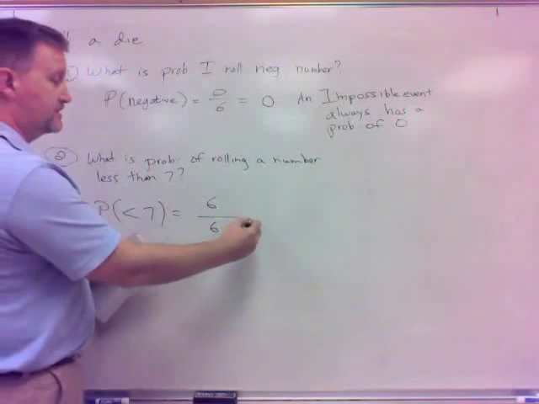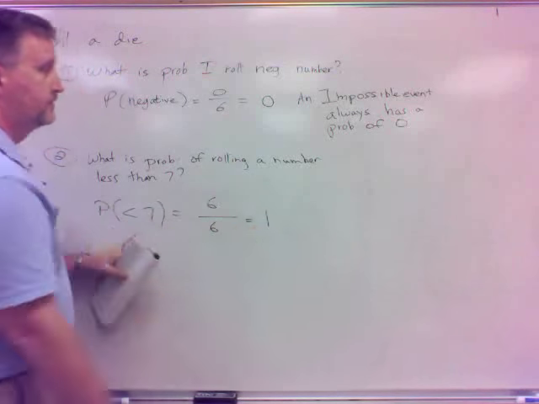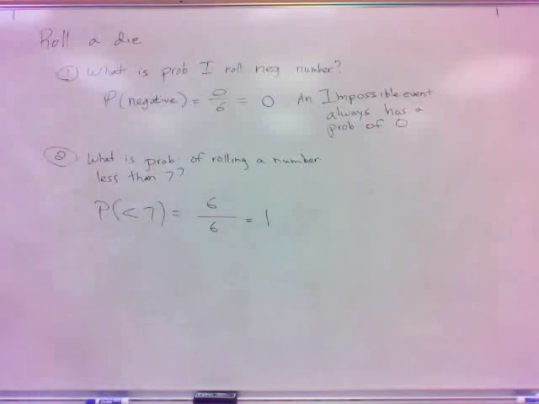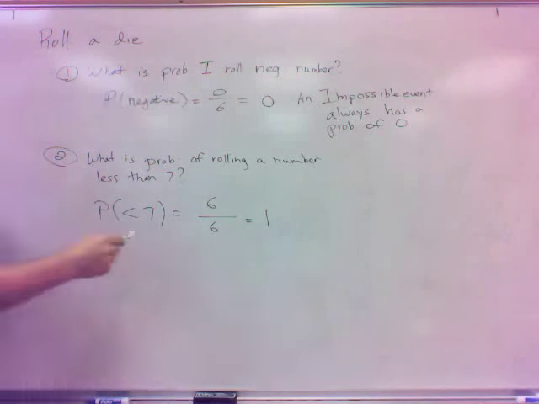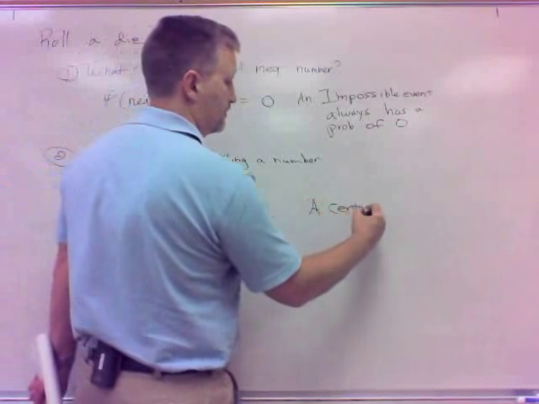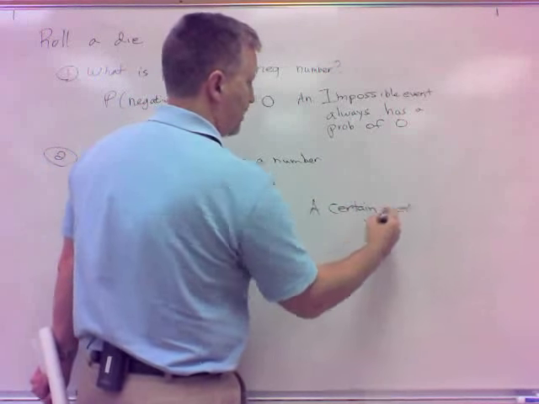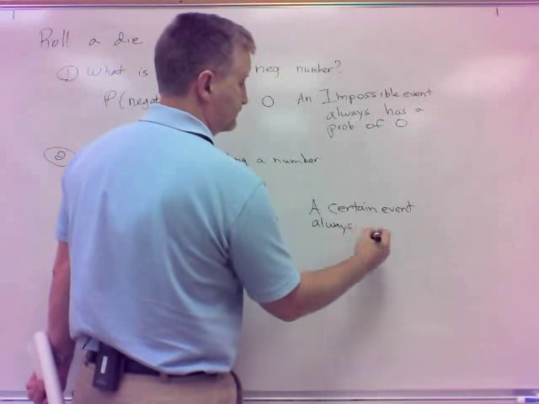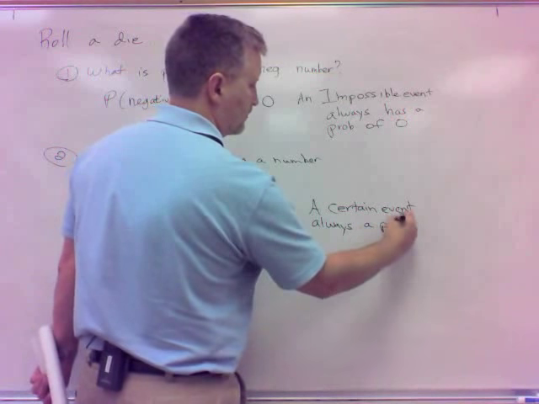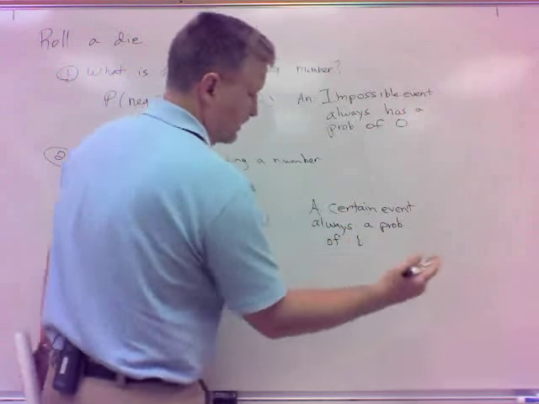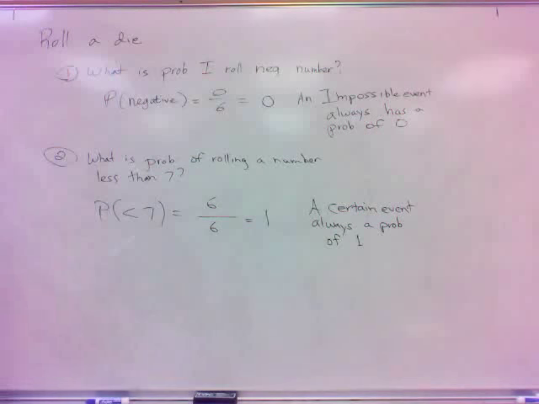6 out of 6, 6 divided by 6 is reduced to 1. In this case, this event is certain to occur, rolling something less than 7. That's certain to occur, right? And so a certain event has a probability of 1. A certain event always has a probability of 1. Which is 100%, if you think about it. Okay? All right. Well, let's think about this a little further then.